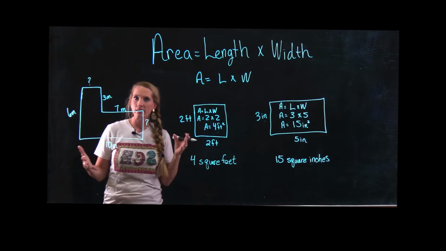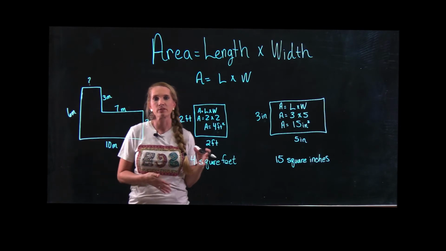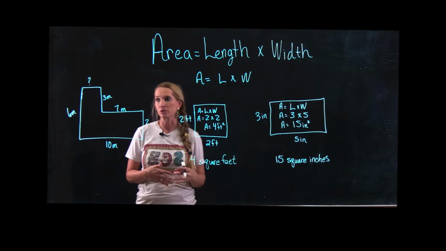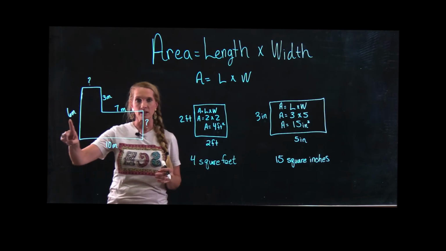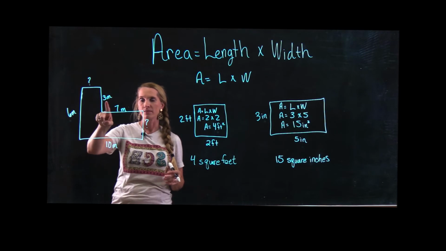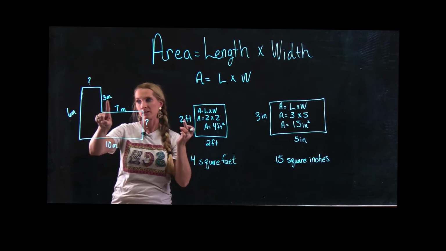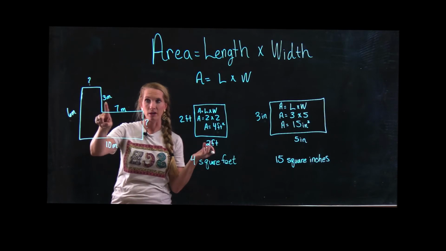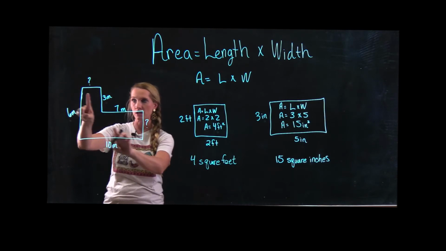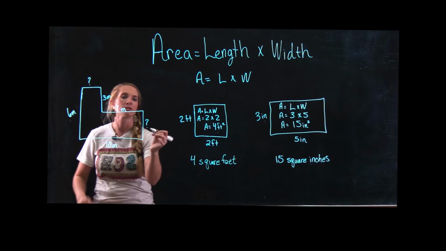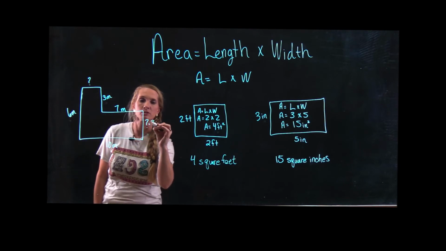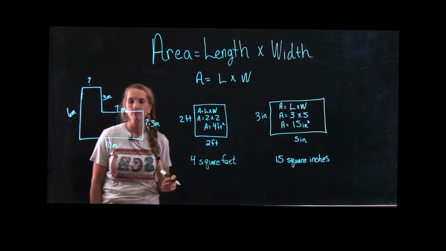So like I did with the perimeter video, I'm going to have to throw in some subtraction to help me figure out what those unknowns are. If this side is 6 meters and this part of it is 3, I also know that 6 minus 3 is 3, or 3 plus 3 both equal 6. So this is equal to 3 meters.